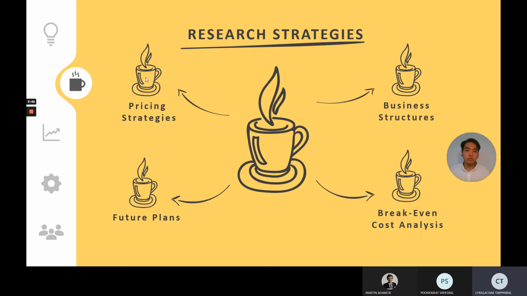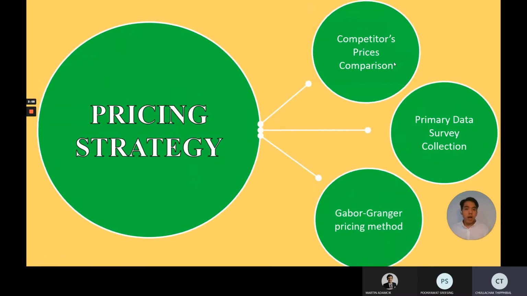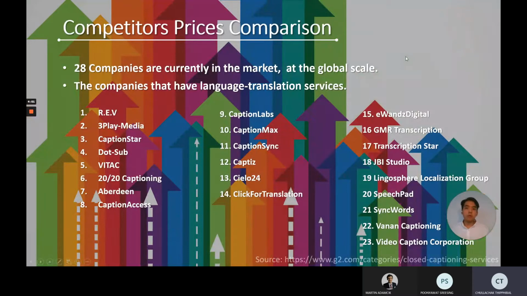As I said, it's one of the most important parts. The first one is the competitors' price comparison. I researched 28 companies available on the internet on a global scale, because none of them are Thai players at all. Only 23 of them provide language translation services, but unfortunately, only 8 companies replied to me with the quoted prices that I had requested. I averaged the prices out, and the average price is $3.38, or 101.88 baht per minute of transcription. So I will stick with that for now.